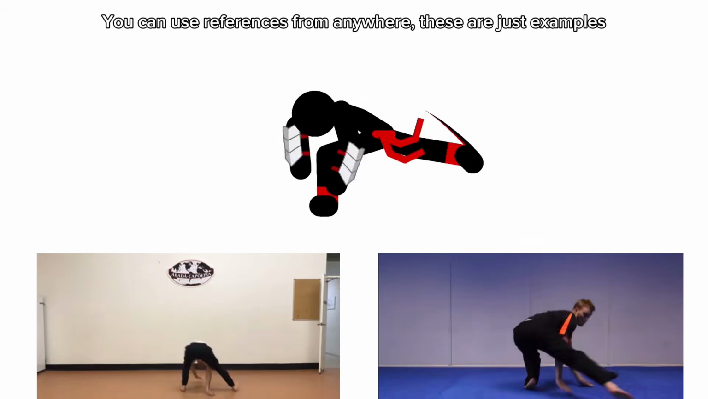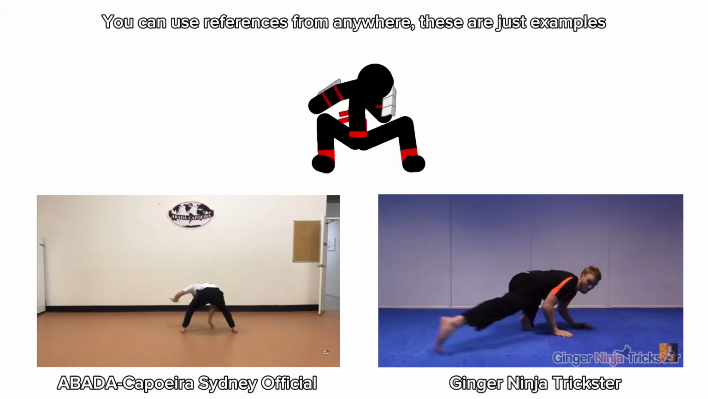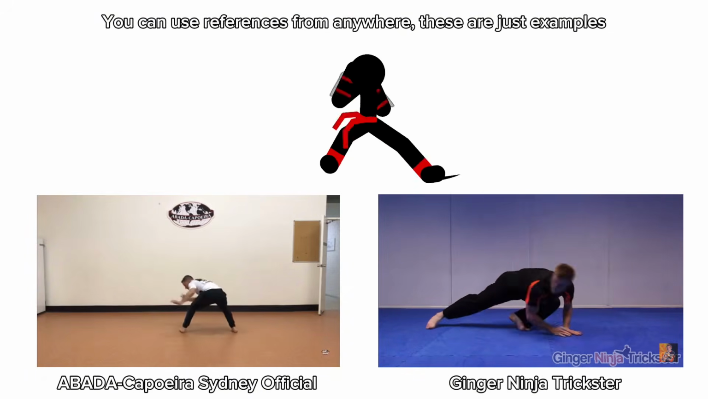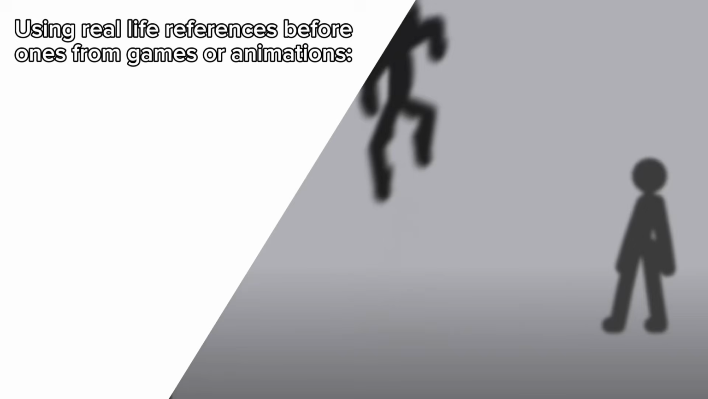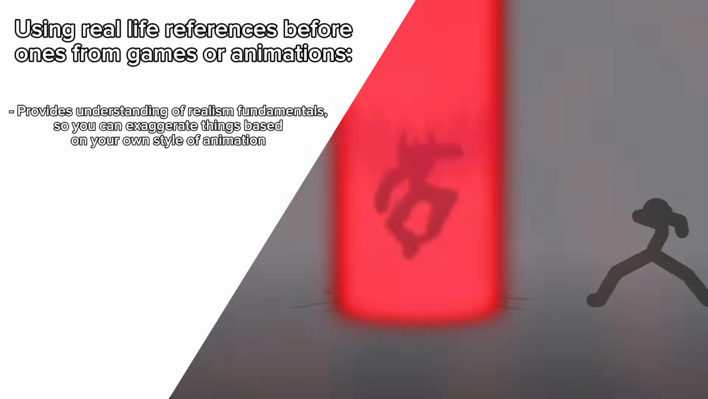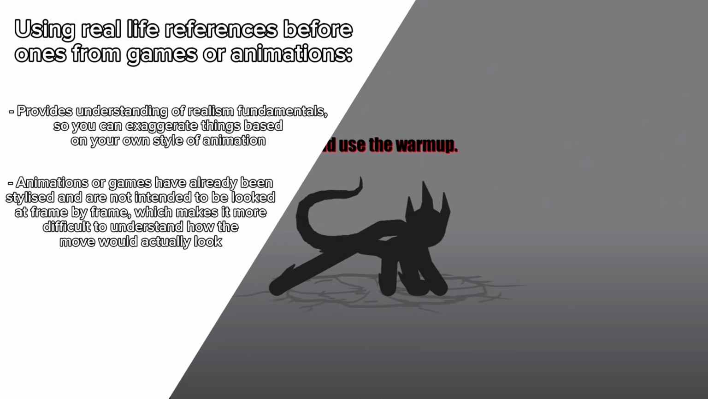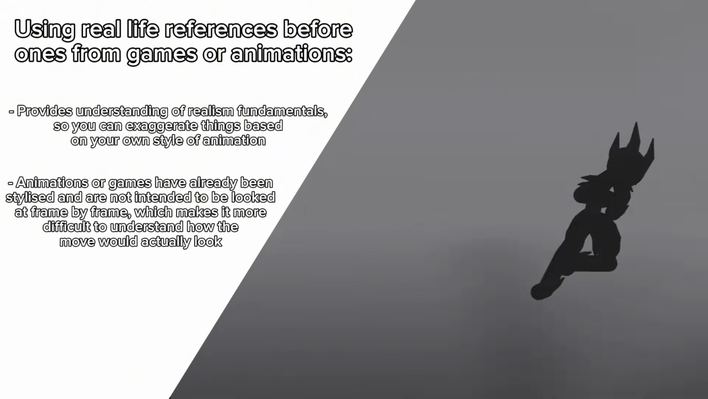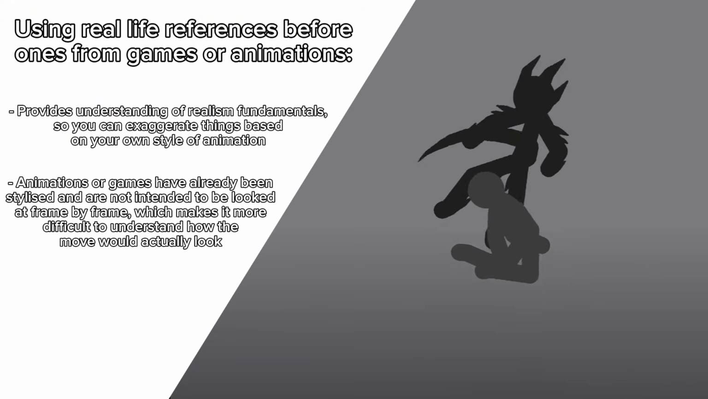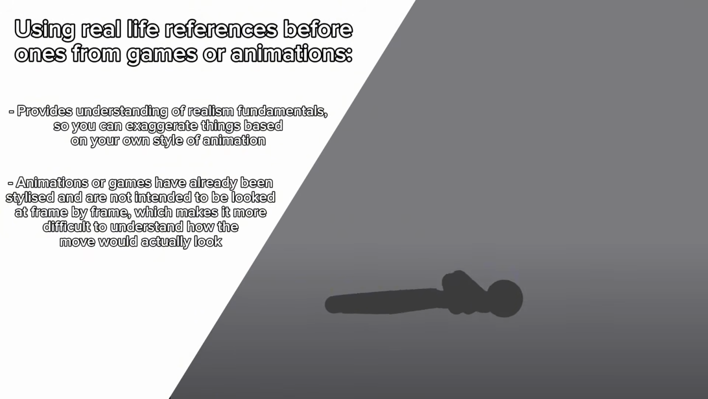For example, these two kicks Rai does here were referenced from real life videos online, which I generally recommend over referencing actions from games or other animations. It lets you get an understanding of the move in a realistic setting before stylizing it for your own animations, but a lot of animations or games have already stylized actions meant to be viewed in motion, which can make studying the individual frames a little less practical.